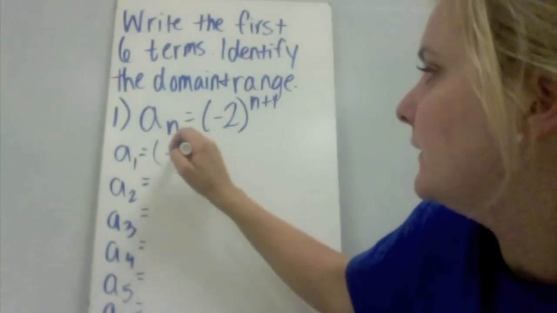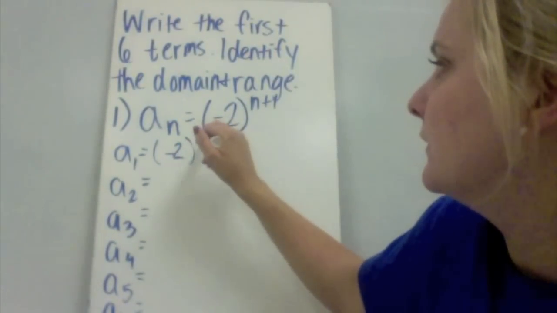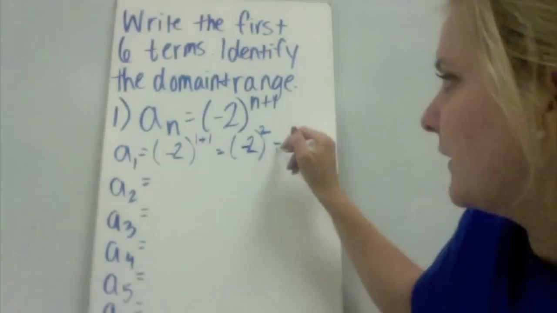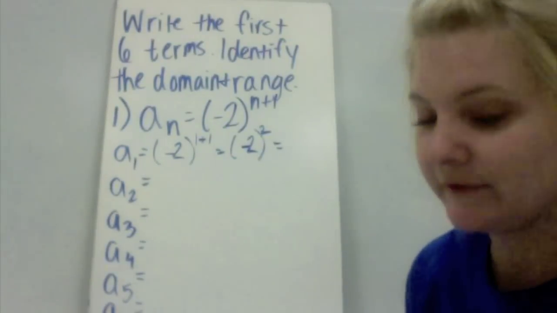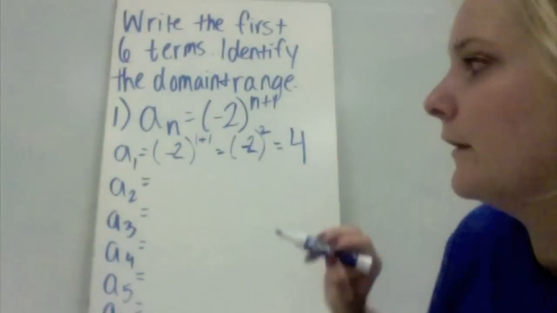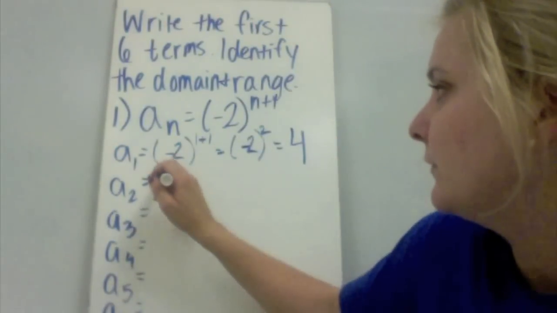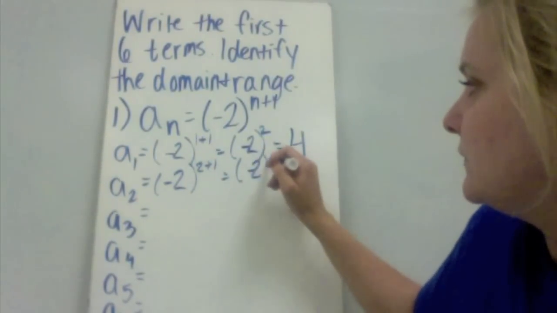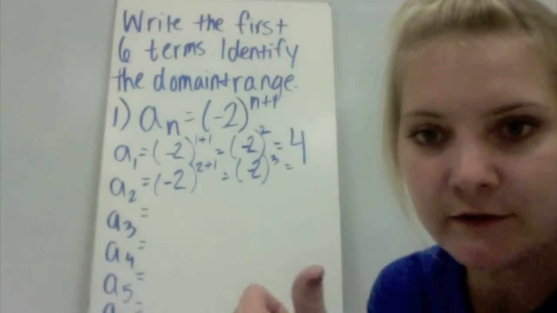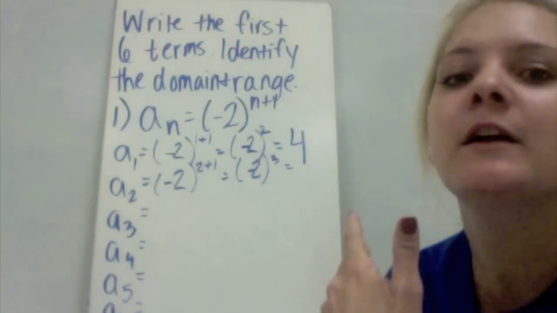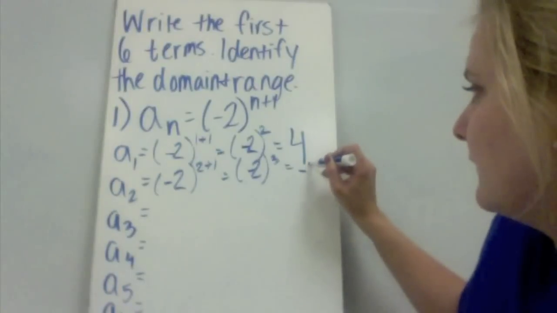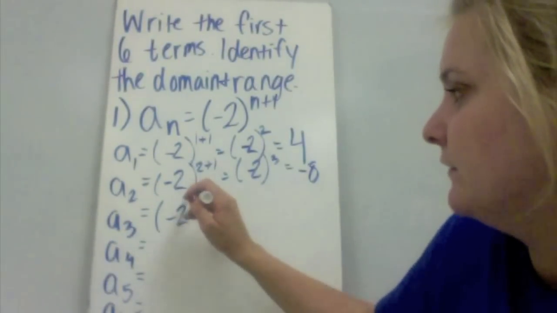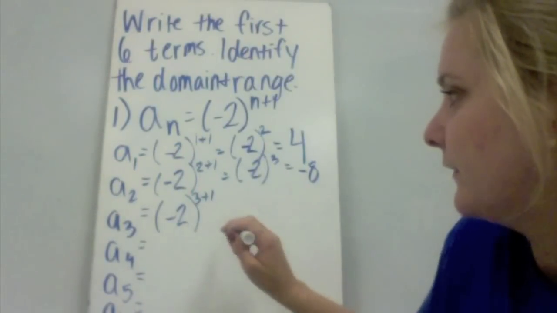So this will equal negative 2 raised to the power of 1 plus 1, which equals negative 2 raised to the power of 2. So we have negative 2 times negative 2, which will give us positive 4. Our second term will have negative 2 raised to the power of 2 plus 1, which equals negative 2 to the third power, which equals negative 2 times negative 2, which is positive 4, times negative 2, which gives us negative 8.